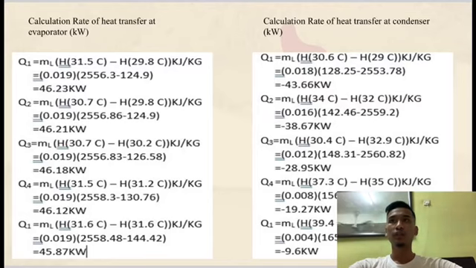So the discussion for this slide: this calculation is for the rate of heat transfer at evaporator, which is calculated in kilowatts. Then we calculate the rate of heat transfer at condenser, also in kilowatts. So this is the result that we get for Q1, Q2, Q3, Q4 and Q5.